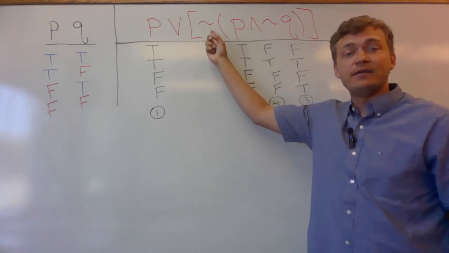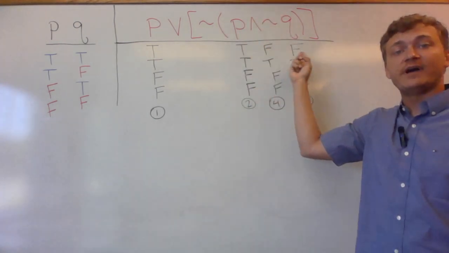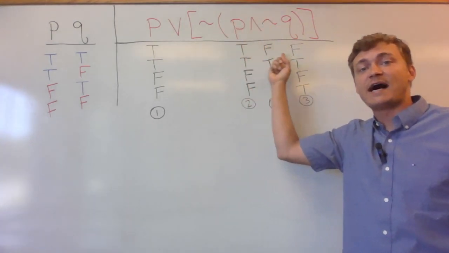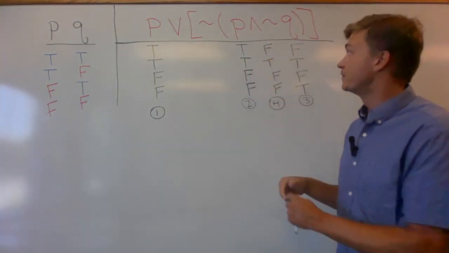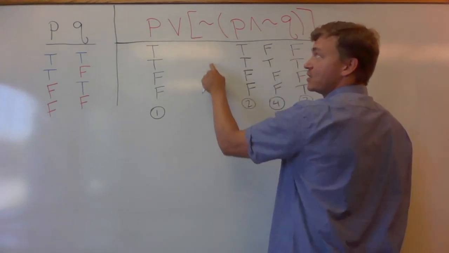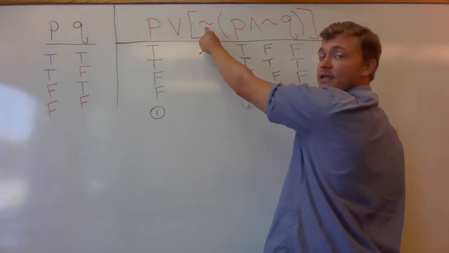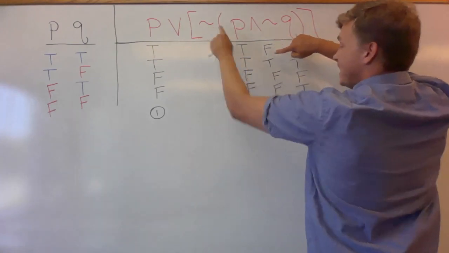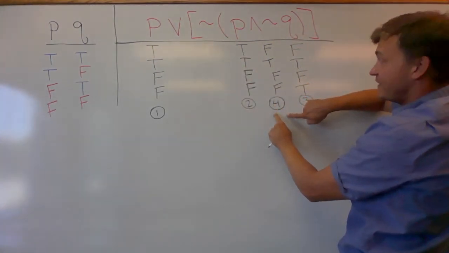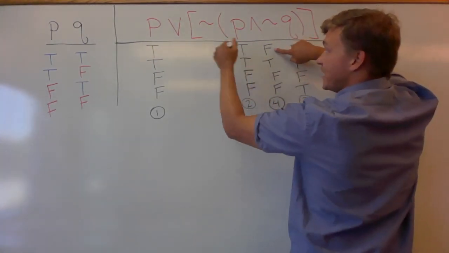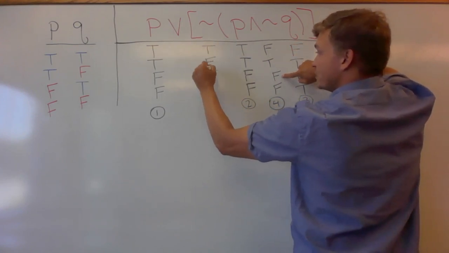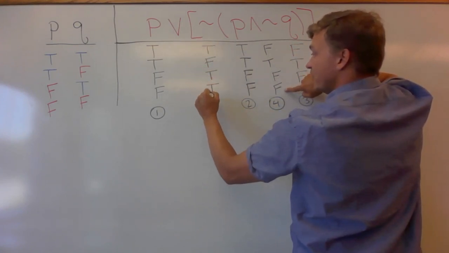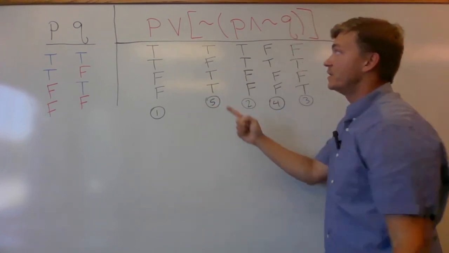Now we can negate it. We can negate what we just found. We're negating this entire statement, which we just found to be false, true, false, false. So this will be our next column right below our negation symbol. If I negate my last step that I just found, the opposite of false, the negation is true. True becomes false. False becomes true. False becomes true. So I just found my fifth step here, my negation.